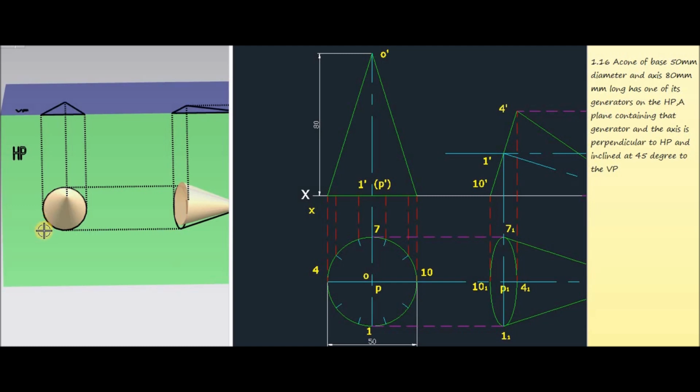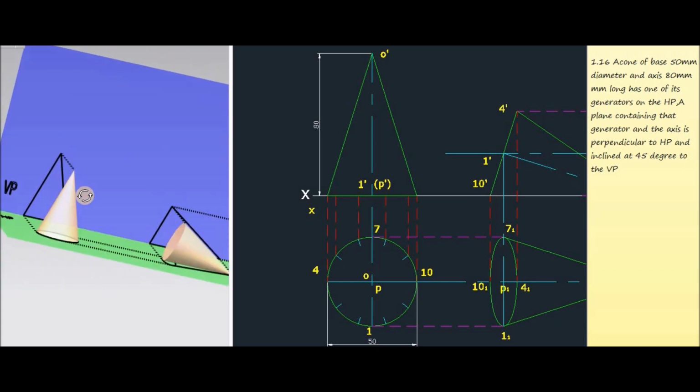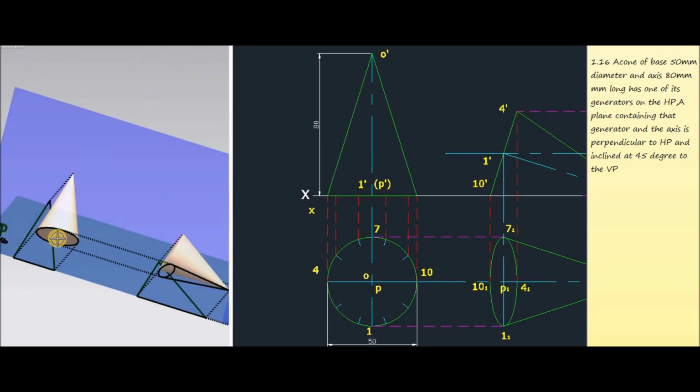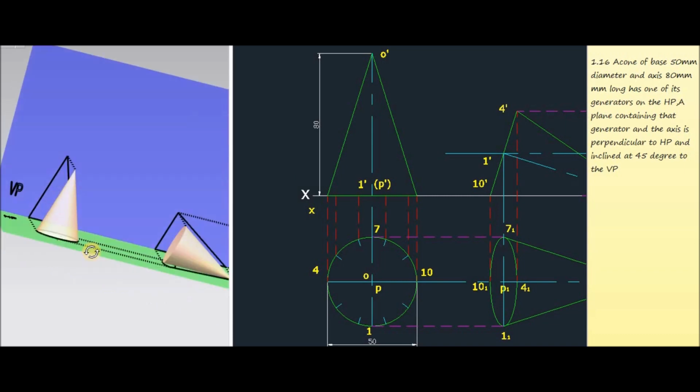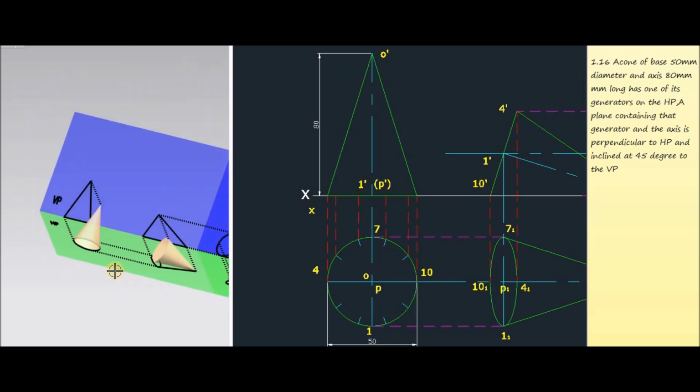and we can mark the base points as 1, 2, 3, 4, etc. Then the vertex as O. We consider the center point of the base to be P. Then the line joining vertex O and P will be the axis of the cone.